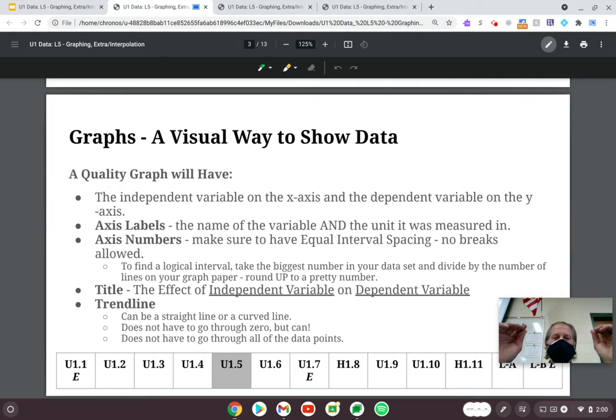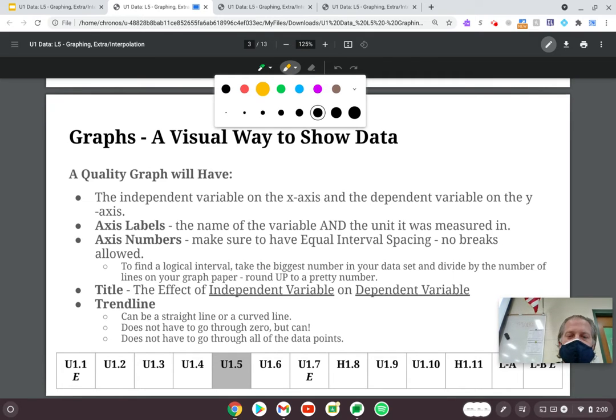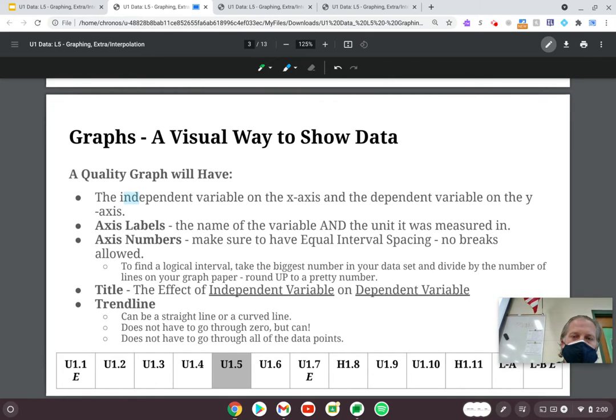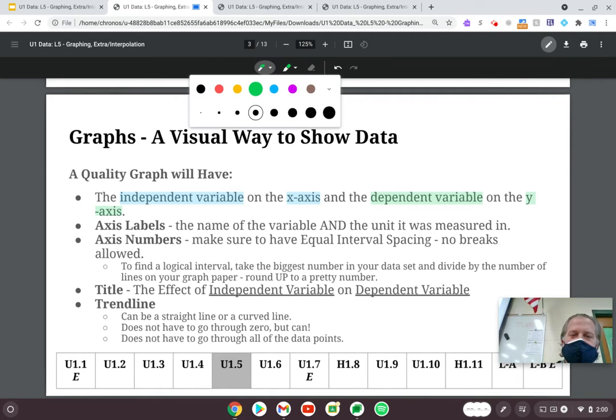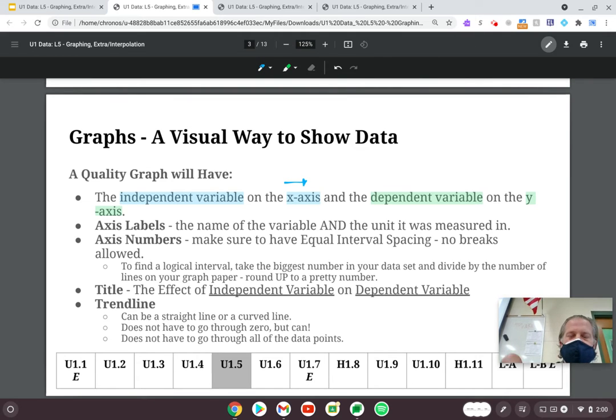In this instance, a quality graph is always going to have some of the same things. The quality graph is going to have the independent variable on the x-axis and the dependent variable on the y-axis. And if you sort of forgot, the x-axis is the one that goes left to right in our class, and the y-axis is the one that goes up in our class.